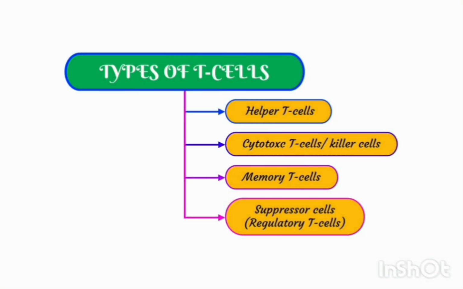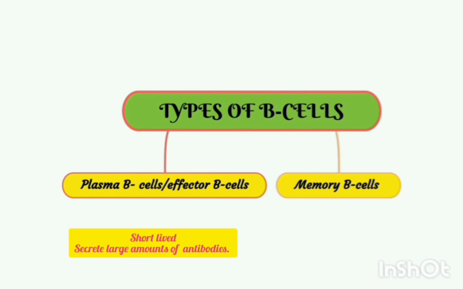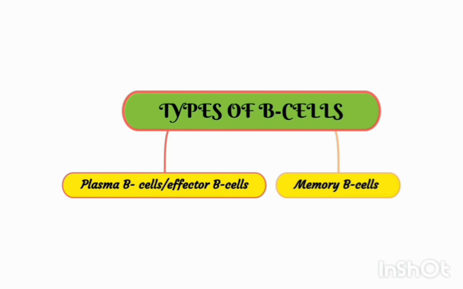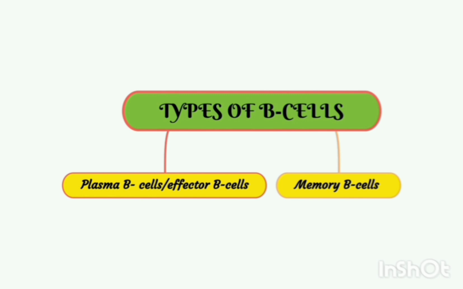Now students, let us discuss various types of B cells. So B cells may be plasma B cells and memory B cells. Plasma B cells can live for only a few days, but they secrete a large amount of antibodies when activated, while memory B cells, as compared to plasma B cells, have a longer lifespan. These cells remain dormant until activated once again by a new quantity of the same antigen.